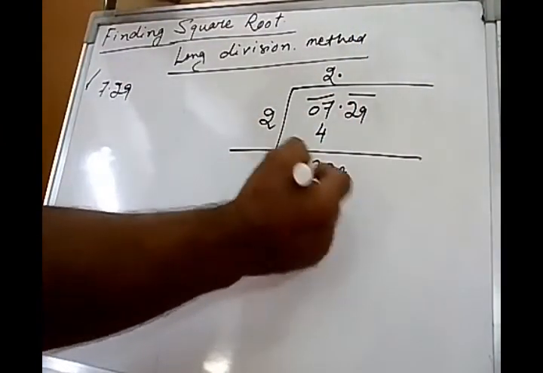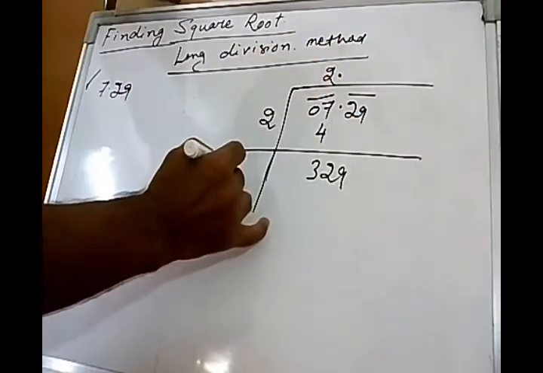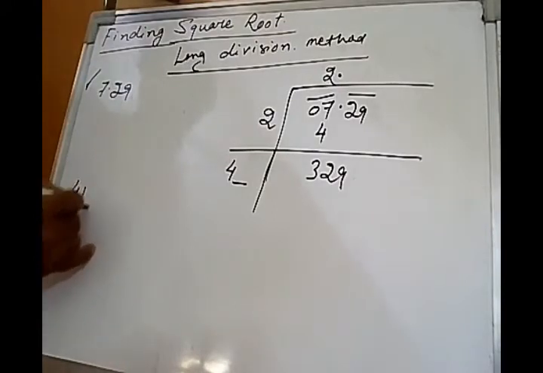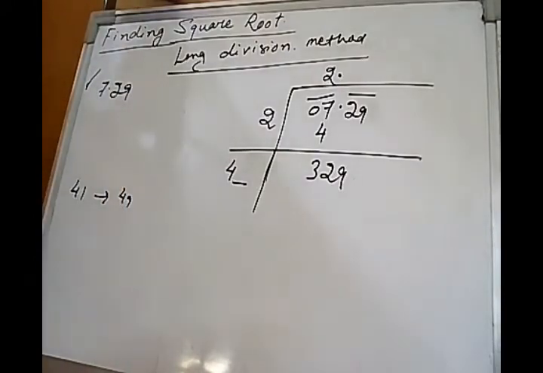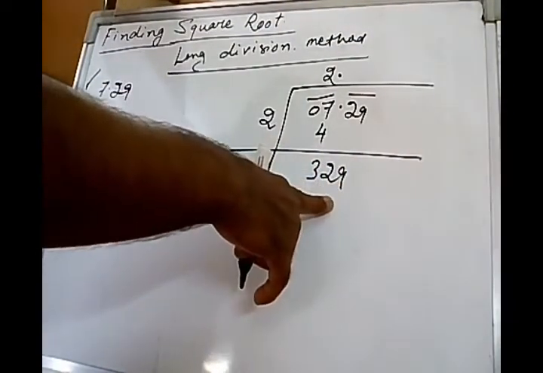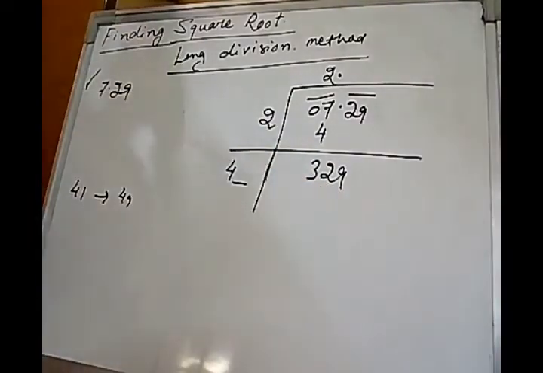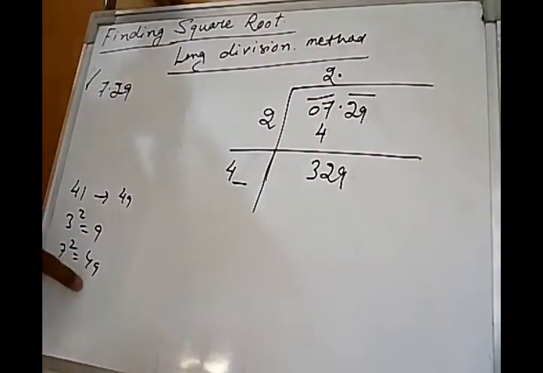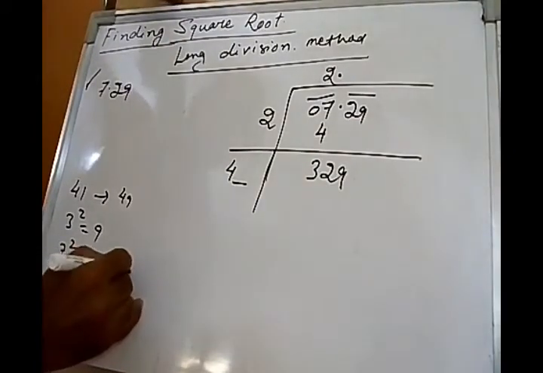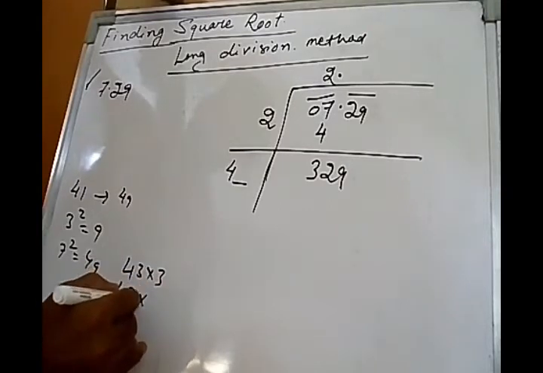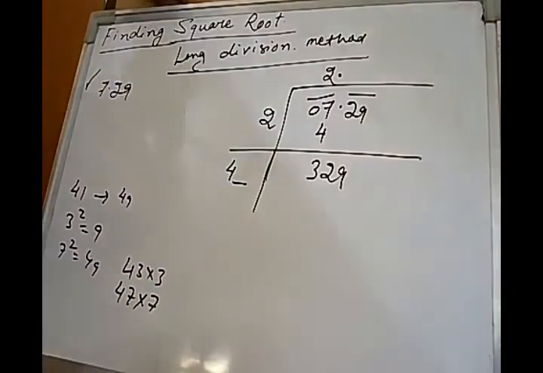So here 329. Now 2 doubled is what? 4. 1 digit is remaining to take. So my number will be 41 to 49, it may be any number. Now nothing is there at the end to take, so this is the last step. 9 is at the ones place, so the unit digit of the square is 9. 3 square is 9, and 7 square also ends with 9 because it is 49. So my number will be 43 multiplied by 3 or 47 multiplied by 7.